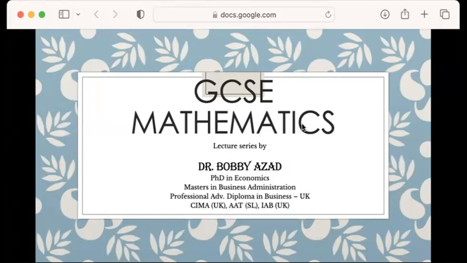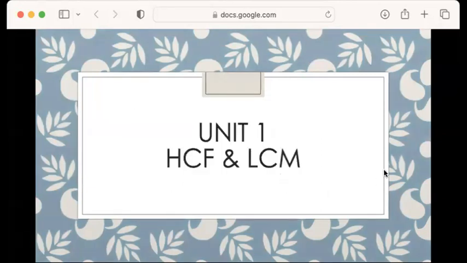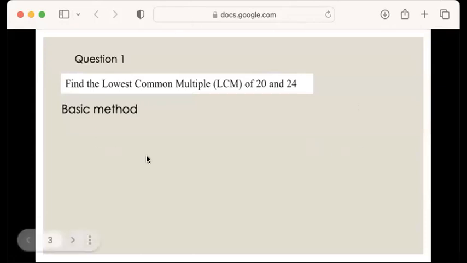All right, let's start. So today we are going to start with the most basic unit, HCF and LCM. HCF stands for highest common factor, and LCM stands for lowest common multiple, right? So first of all, let me explain what a factor is and what multiples are.